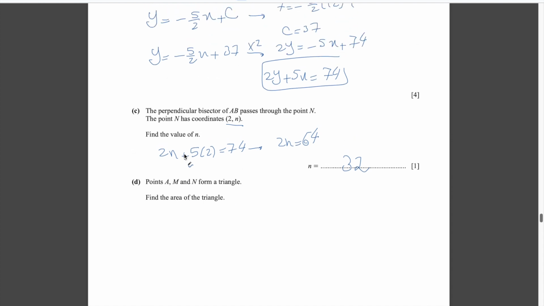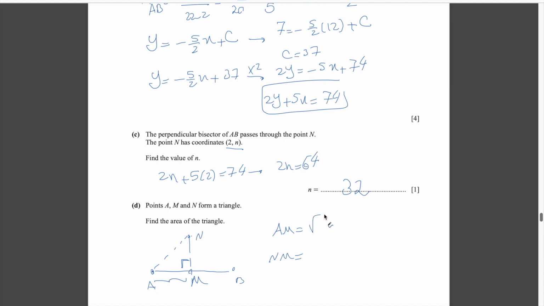It says A, M, and N. Here, for example, A, B, it is the midpoint M, and it is N. They make a triangle, find the area. Listen, N is on the perpendicular bisector, so it means that angle between MN and MA is a right angle. So if you find the distance of AM using the distance formula, and the distance of NM, you will have height and base. So you can multiply and divide by 2.